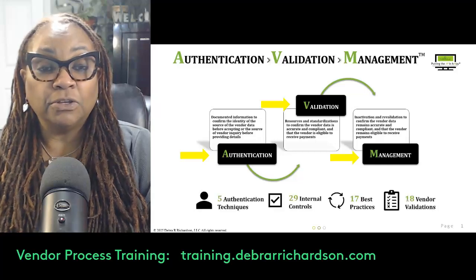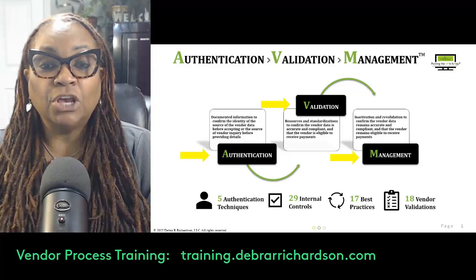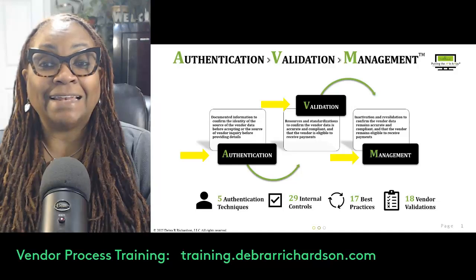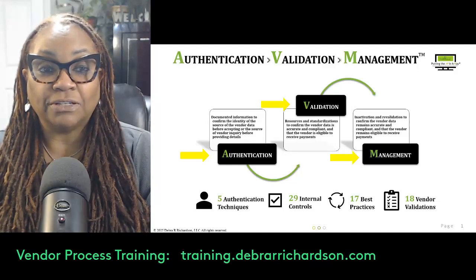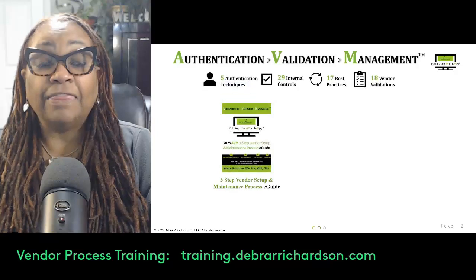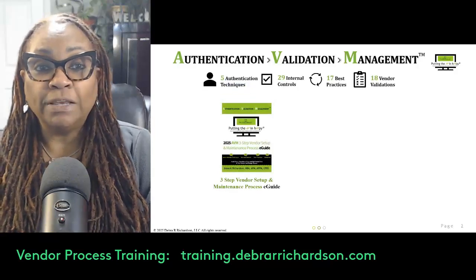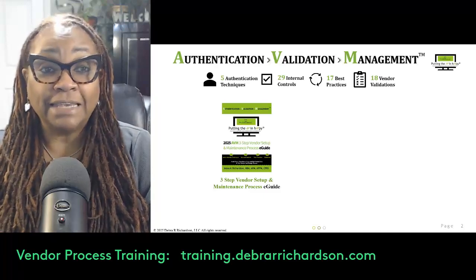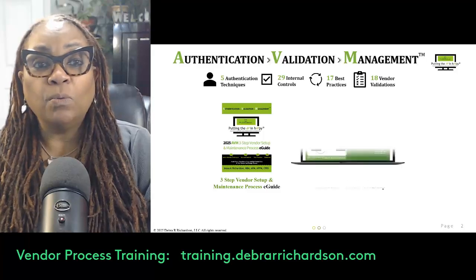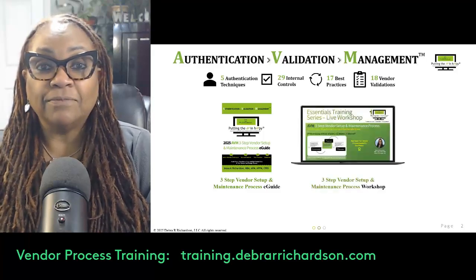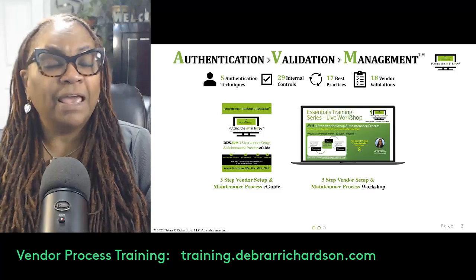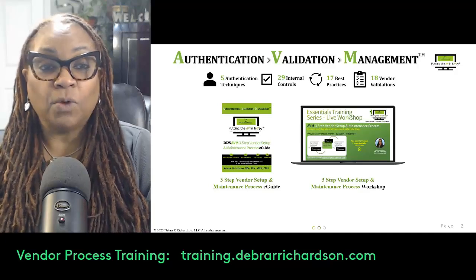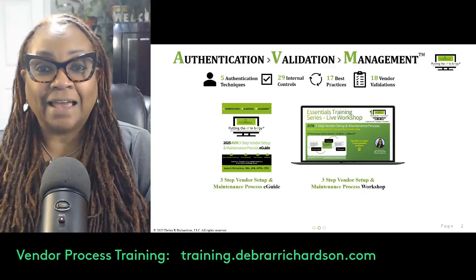This framework includes 5 authentication techniques, 29 internal controls, 17 best practices, and 18 vendor validations. They are all in the 2025 AVM 3-step vendor setup and maintenance process e-guide. And we walk through each during the 3-step vendor setup and maintenance workshop that is live every fourth Wednesday of the month, or you can watch it on demand anytime.